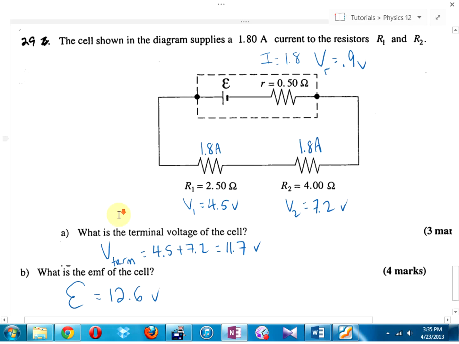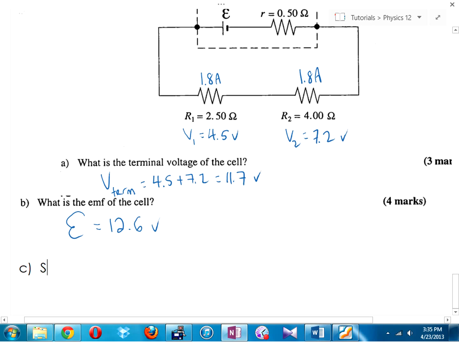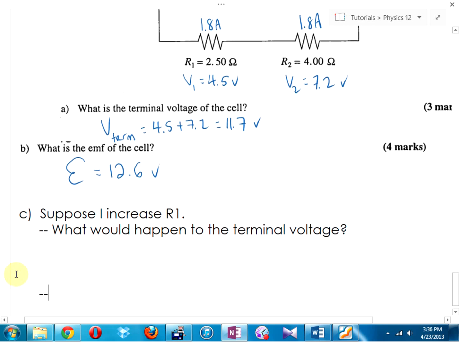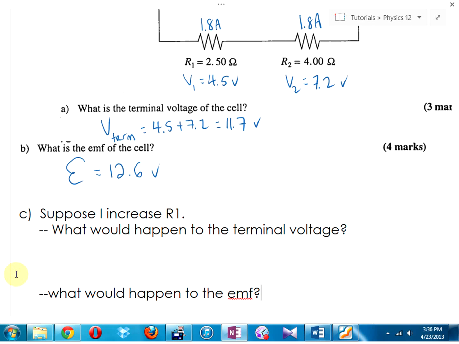Supposing I increase R1, make it bigger. What would happen to the terminal voltage, and what would happen to the EMF? Oh, they use lowercase for EMF. The second question should take you 1 second to answer. What would happen to the EMF? Too slow. What would happen to the EMF?